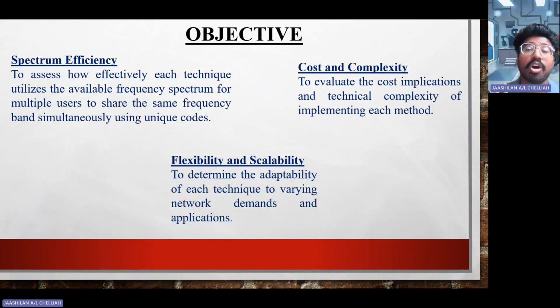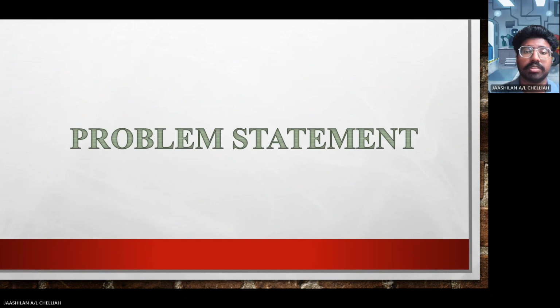Whereas cost and complexity is used to evaluate the cost implications and technical complexity of implementing each method. Last but not least, flexibility and scalability is to determine the adaptability of each technique to varying network demands and applications. That's all from me. I pass this presentation to the next person.